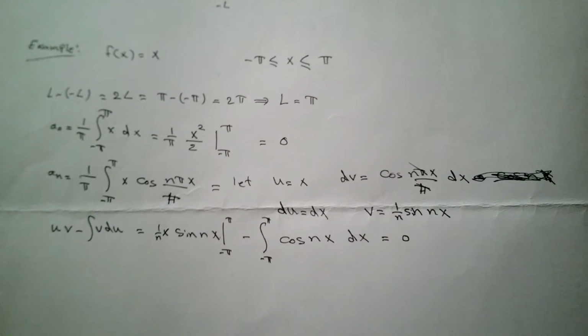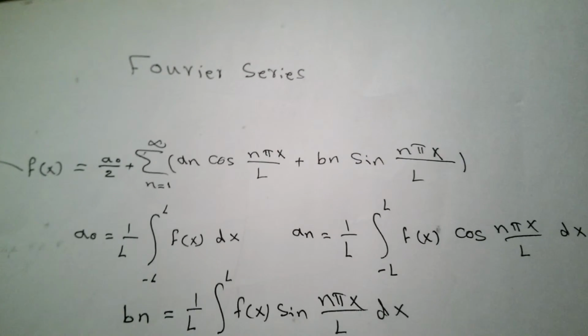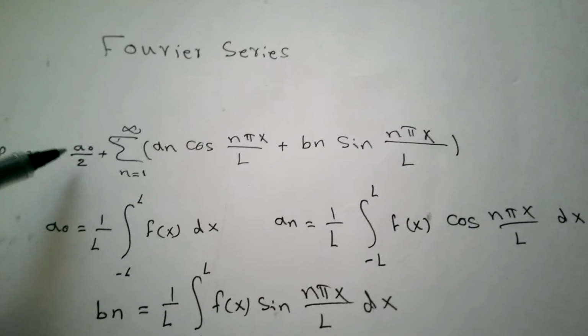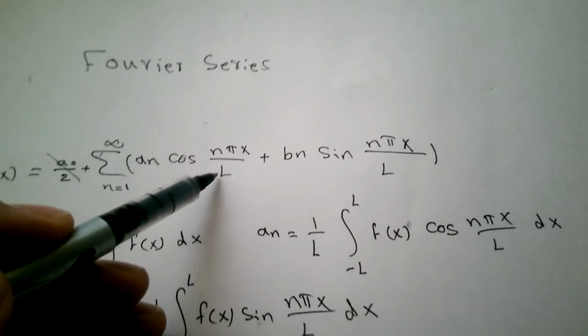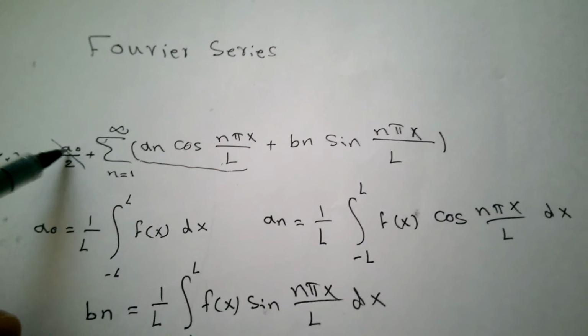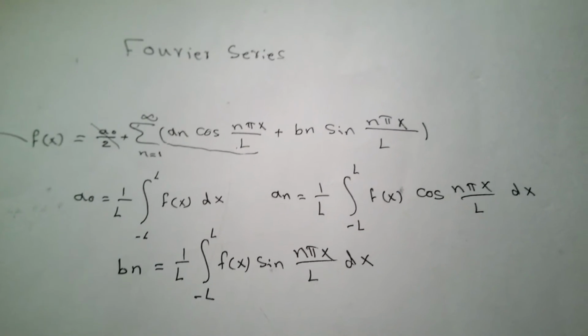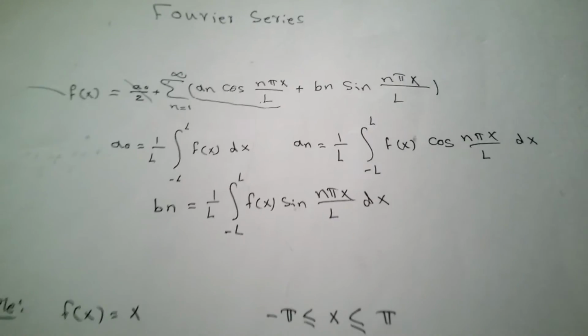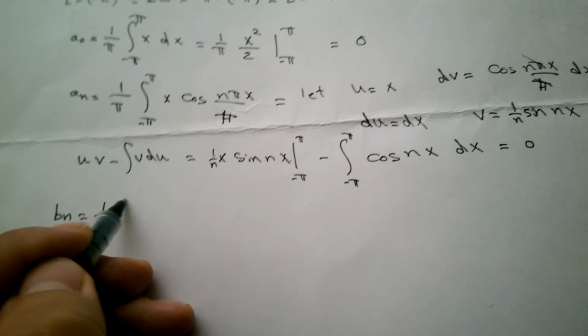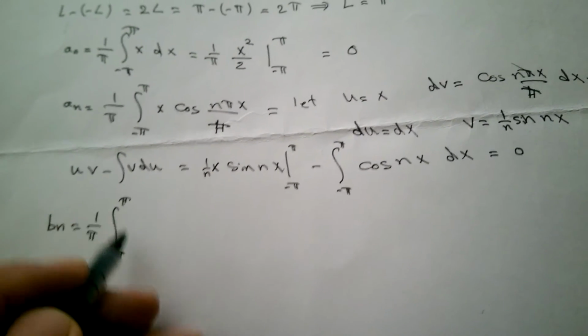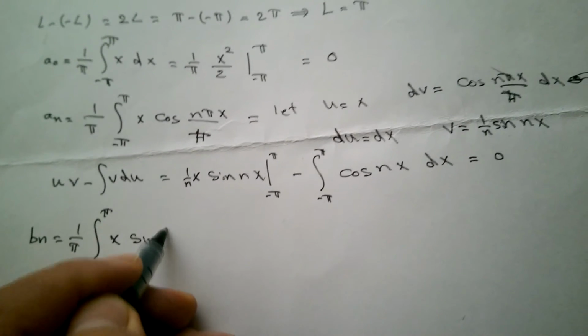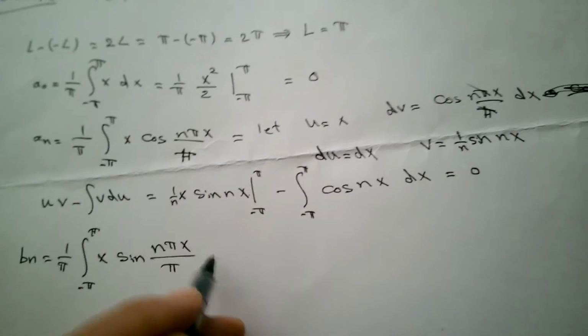A naught is equal to 0 and an is equal to 0. It means in the formula, for this f(x), we don't have this term and we don't have this term, because each of a naught and an is 0. So all we need to do is just find bn and put it in the formula. We get the Fourier series of our f(x), and bn is equal to 1 over pi integral from minus pi to pi of x sine of n pi x over pi dx.